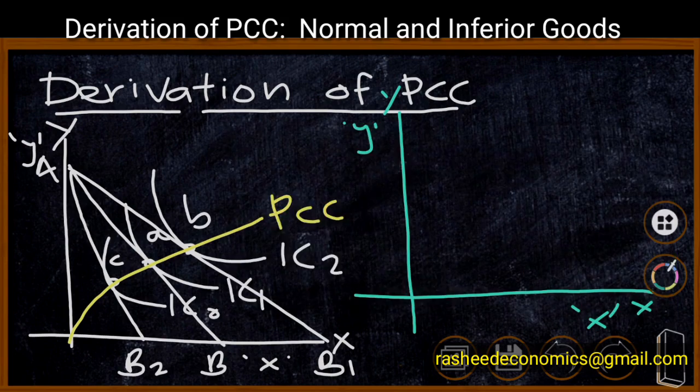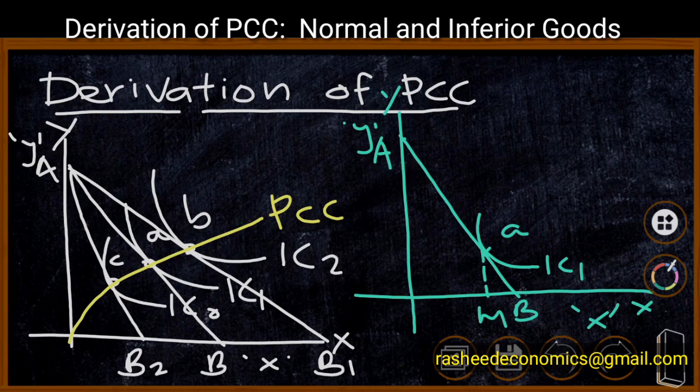Now let us derive a price consumption curve for an inferior good. We have x-axis and y-axis. On the x-axis, as usual, we have represented product X, and on the y-axis product Y. We have an initial income price line, that is AB. The consumer is in equilibrium at point A, where IC1 is tangent to the income price line AB, and the consumer now is purchasing OM quantity of product X.